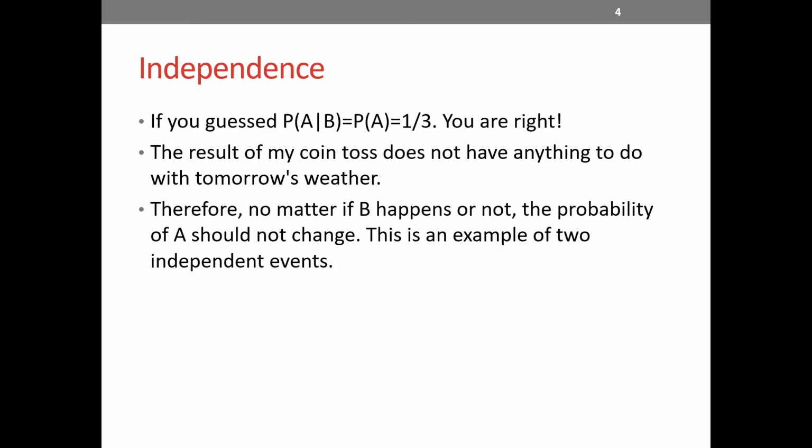Because the result of my coin toss does not impact tomorrow's weather in any way, right? So therefore, no matter what happens, no matter what comes up in B, the probability of A should not change, right? So this is an example of two independent events, right? So whenever we are solving problems that have two events or more, the important idea should be to figure out whether the events are related to one another or not. And based on that, we compute probabilities, right?